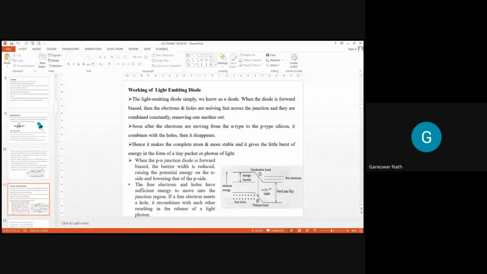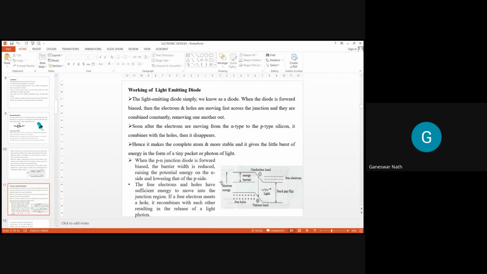emitting diode we know is a diode where the electrons and the holes are moving fast across the PN junction, and they combine constantly, removing one another out. That means when we apply the voltage at the two terminals, a recombination of the electron hole pair takes place, and each removal of a hole is filled by an electron, and each removal of an electron also creates a hole. So due to that electron and hole movement from both the P and N, there is constant recombination, and it emits the light.